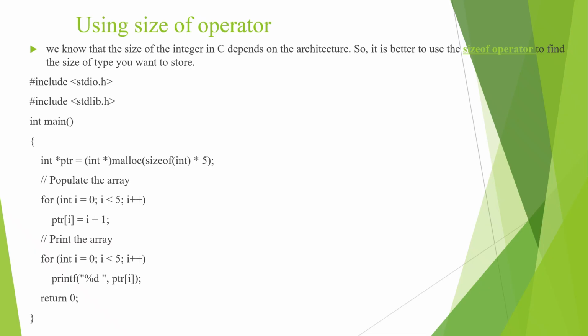In the next slide, we are using this sizeof operator in our program. Instead of writing 20, we'll write int *ptr = (int*)malloc(sizeof(int) * 5). This means allocate memory for 5 integers. This is the recommended method because even if the integer size changes, the program still works correctly. So this improves code reliability and readability.